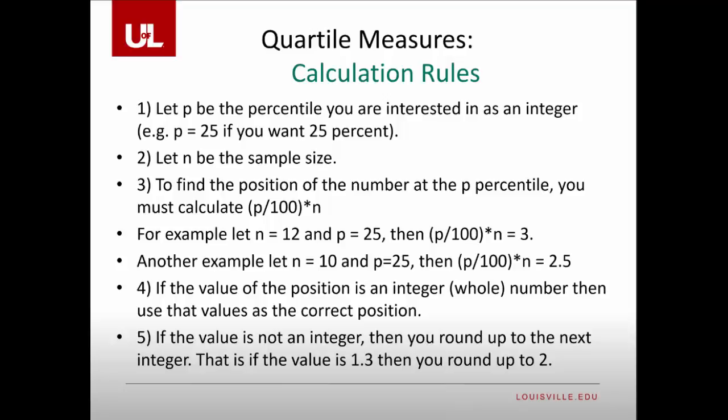To find the position of the number, you can multiply p divided by 100 times n. So for example, let n equal 12 and p equal 25, then p divided by 100 times n is equal to 3. Another example, let n equal 10 and p equal 25, then p divided by 100 times n is going to be 2.5. If the value of the position is an integer or whole number, then use the value as the correct position. If the value is not an integer, then you round up to the next integer. Or you can use the n plus 1 rule and round down.